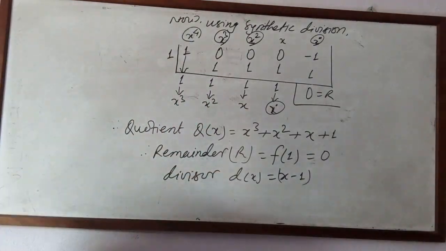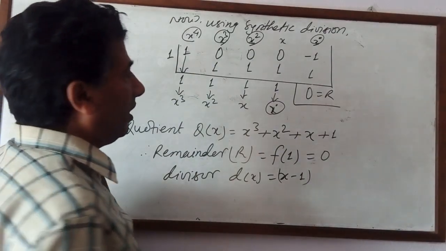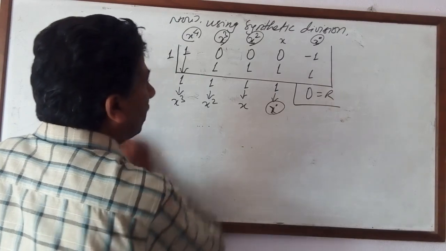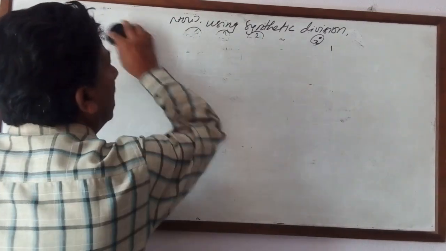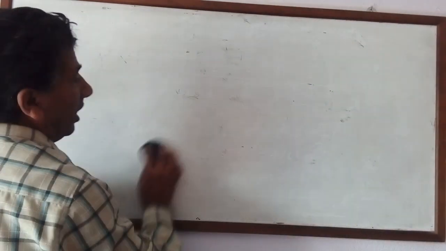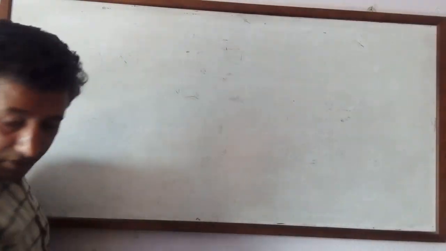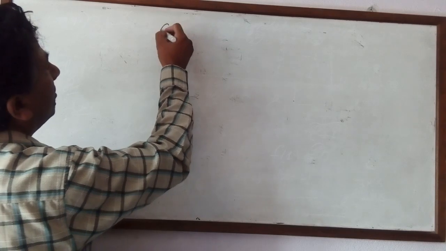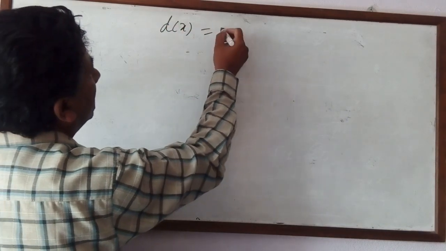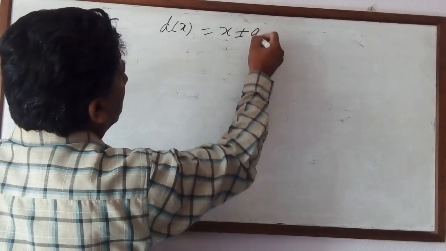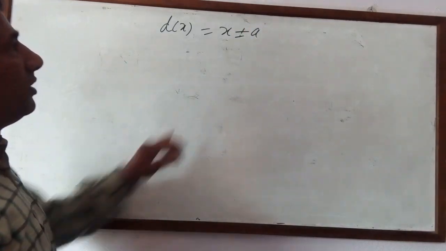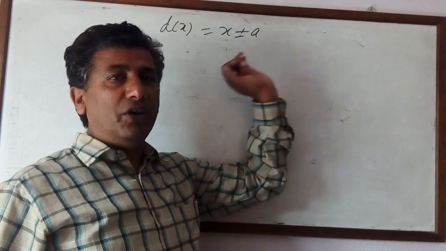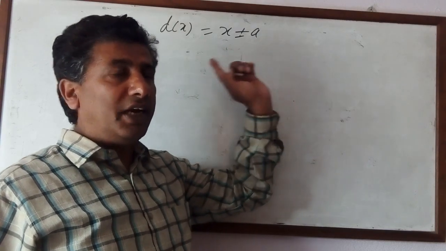Now one more example I'll take, of a different divisor. Already I have explained the condition of synthetic division. Synthetic division we can use only in this case, x plus or minus a. If our divisor is x plus a or x minus a, in this condition we can use synthetic division.